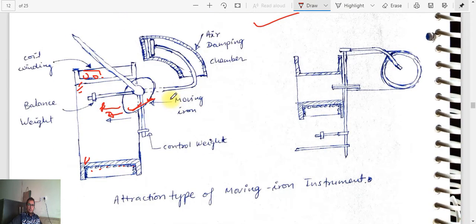Also, in the moving iron attraction type, an air damping chamber is used. Actually, it is used, but in this current scenario we are using the spring type. The air damping chamber damps the oscillations and provides a smooth reading when the pointer moves. When current flows and the attraction force is created, it attracts the moving iron to this side, and the pointer moves. This is the damping force which damps the oscillations of the pointer, and a smooth reading is also provided.